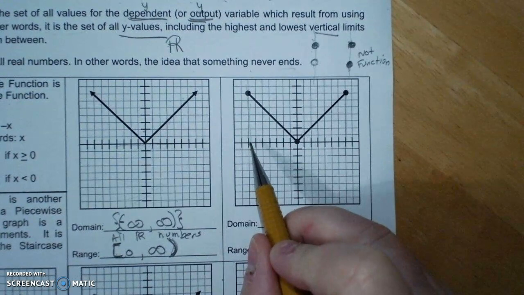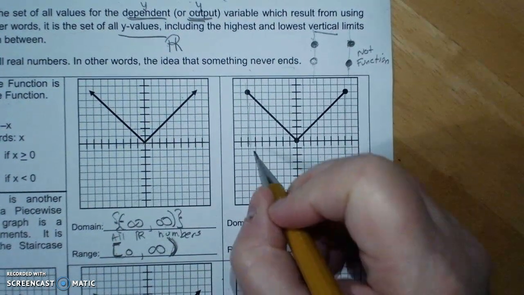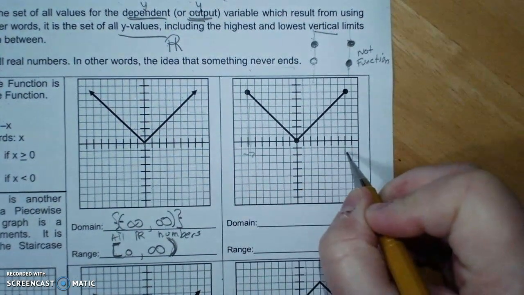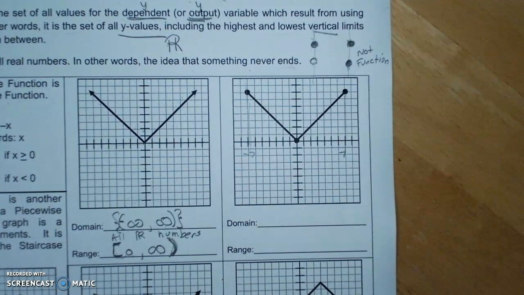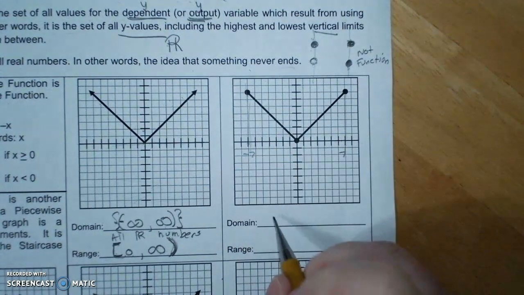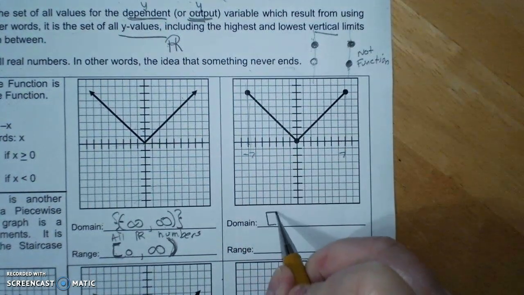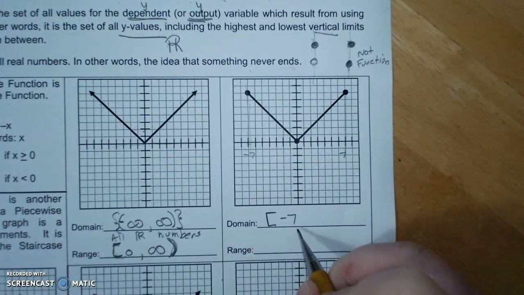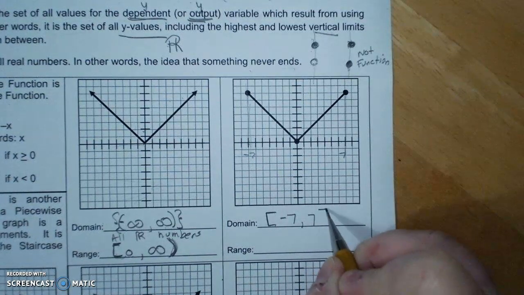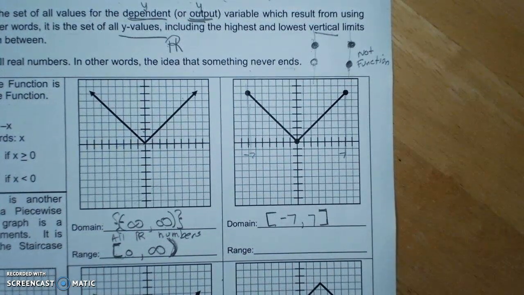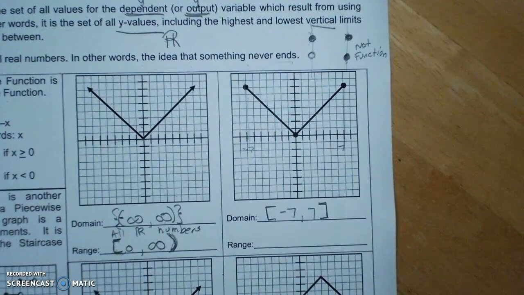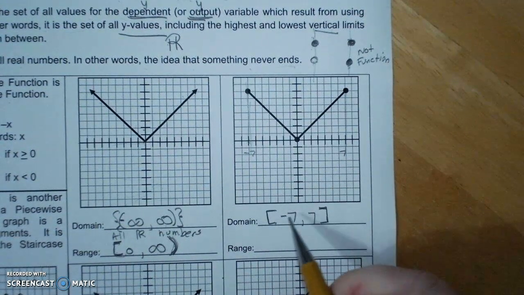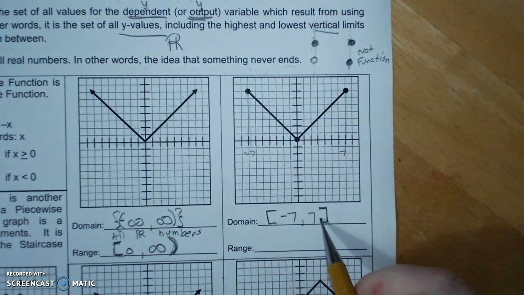and our horizontal fences for the domain only go from here to here. So that's -7 and that's 7. And they're closed dots, so I'm going to go here, -7, and here, 7. Okay? This says all-inclusive from -7 all the way to 7.